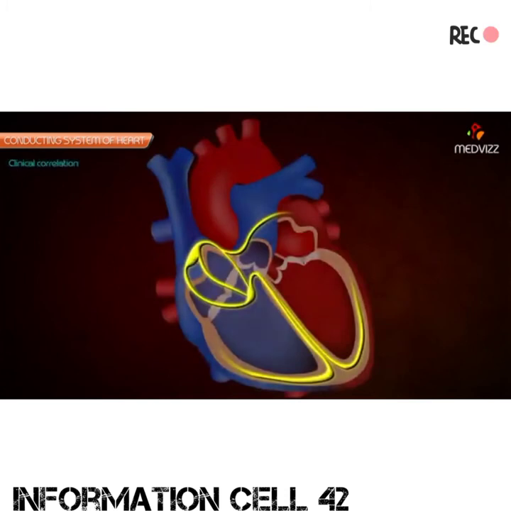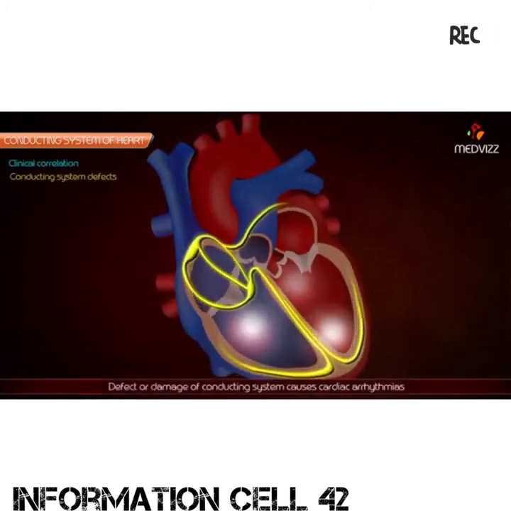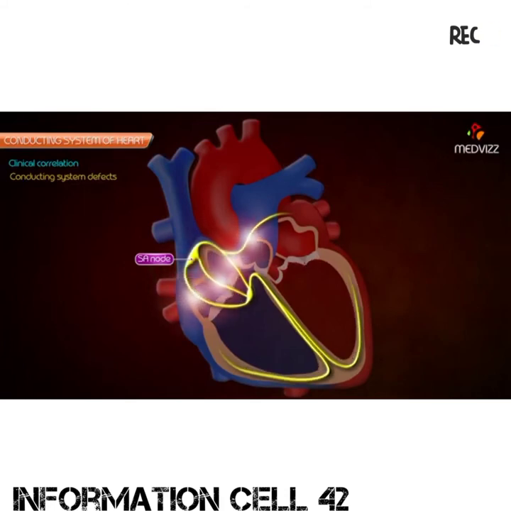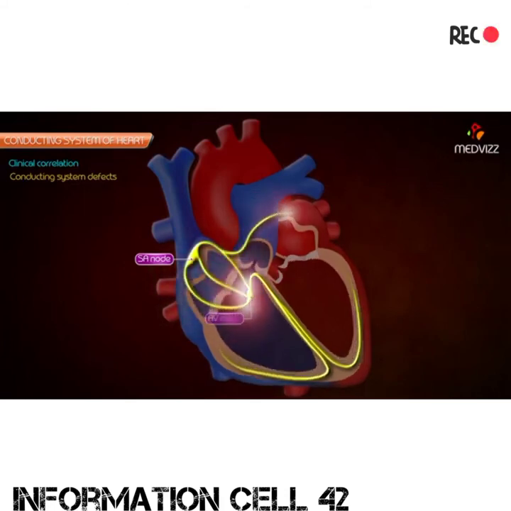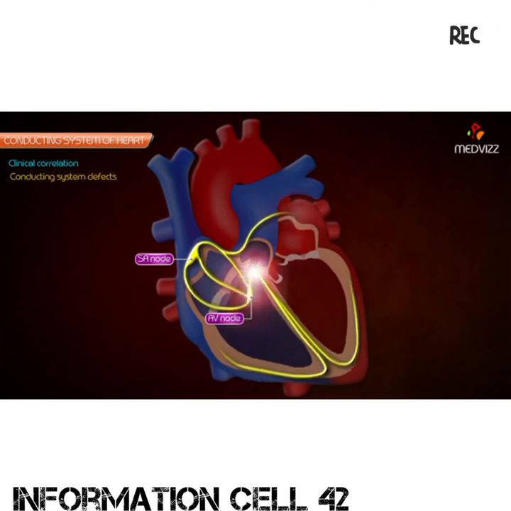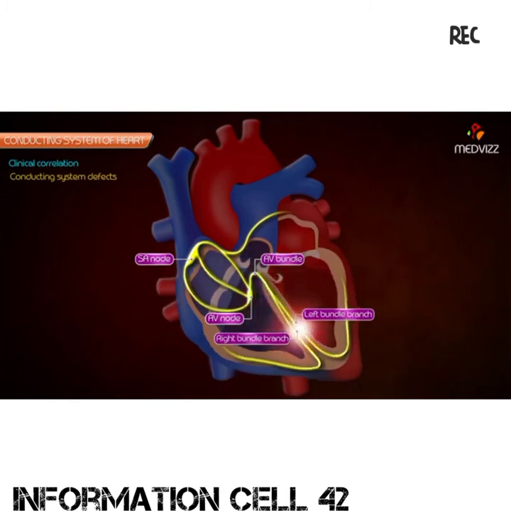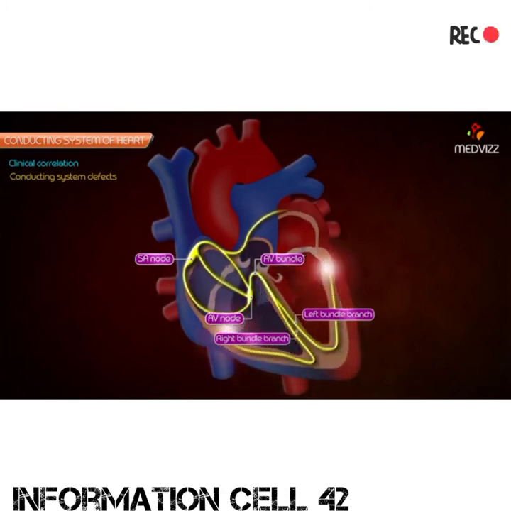Clinical correlation. Conducting system defects. The defect or damage of conducting system causes cardiac arrhythmias. The SA node is the spontaneous source of generation of cardiac impulses. The AV node picks up these impulses from atria and sends them to the ventricles through AV bundle, the only means through which impulses can spread from the atria to ventricles.